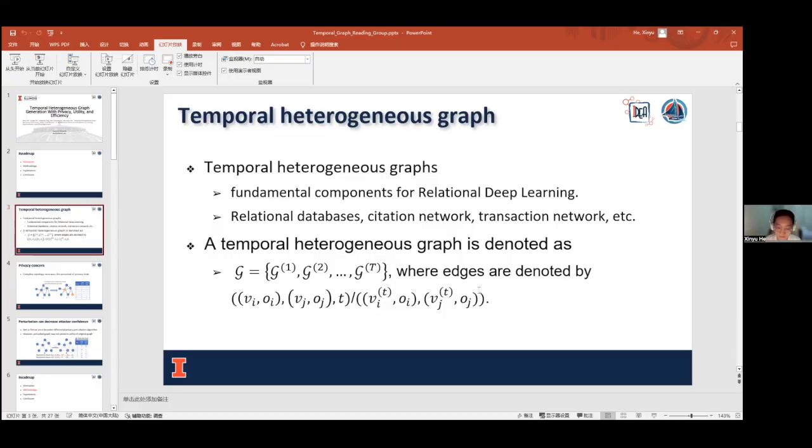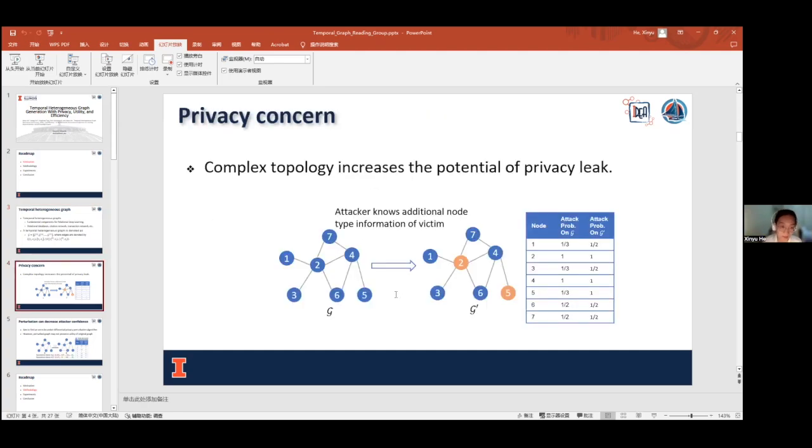And we are also expressing the edges like (Vi, Oi, Vj, Oj, t). So despite the wide application of temporal heterogeneous graphs, we found that a complex topology can increase the potential of privacy leak. Take a toy example from below.